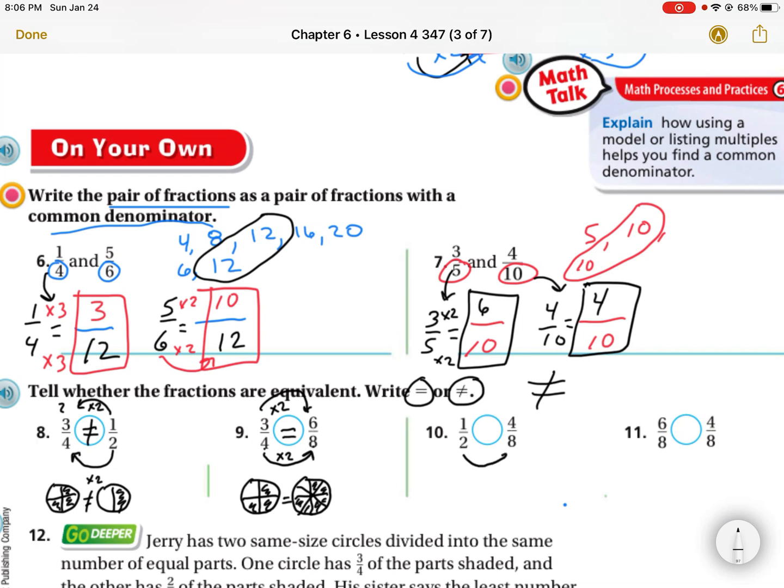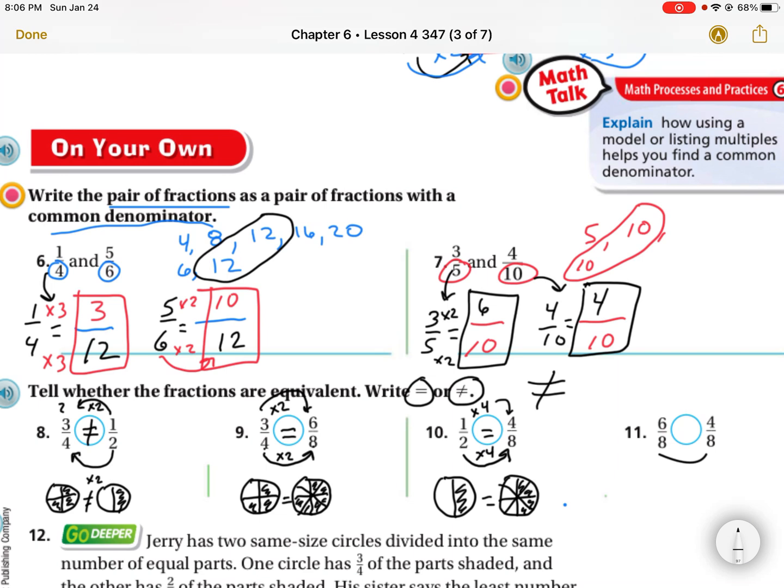Pause and come back. 2 times 4 equals 8, and 1 times 4 equals 4. So these are equal to each other. There's 1/2. And there's 4/8. Two different ways to show they're equivalent.